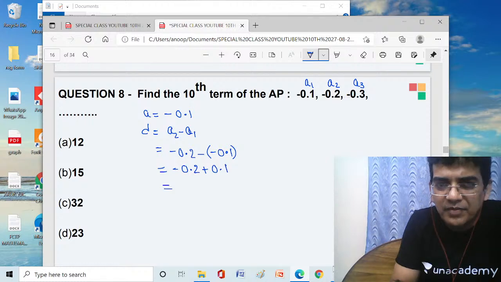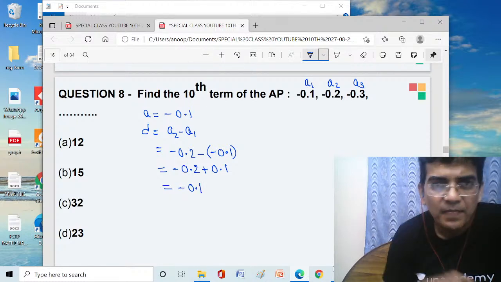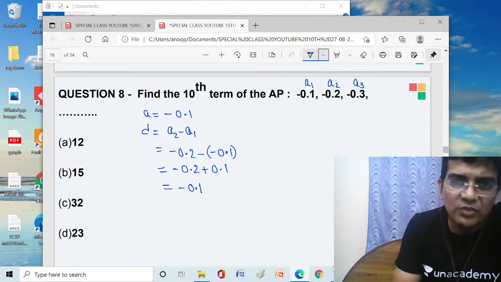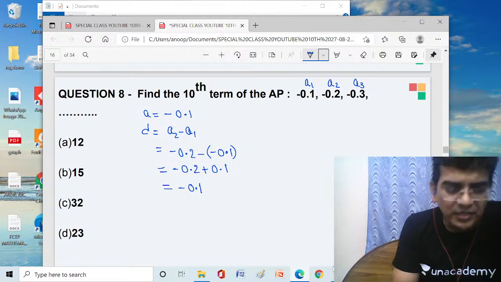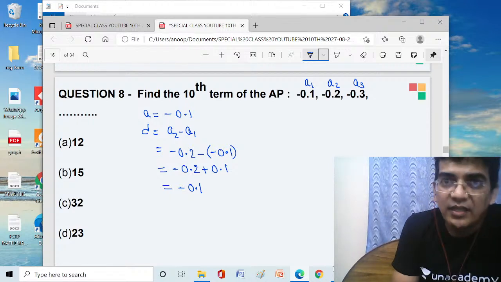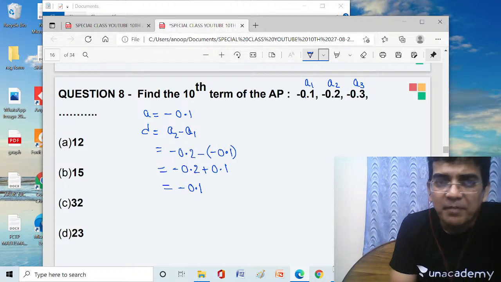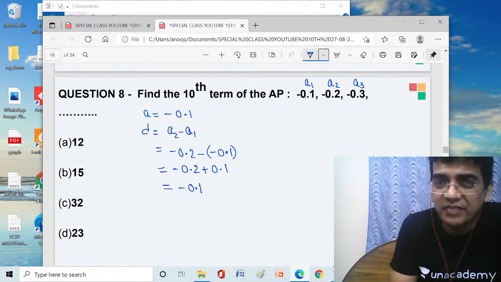So when you subtract it, you are getting minus 0.1. This is the common difference. Just see the steps of working so that it's clear to you how you can solve it. See, the three consecutive terms of an AP are given to me. My first step will be to find A. So the first term will be known as A. My next step will be to find the common difference.